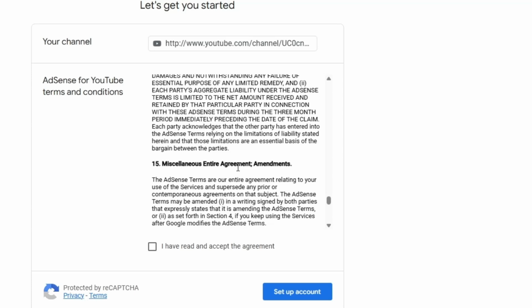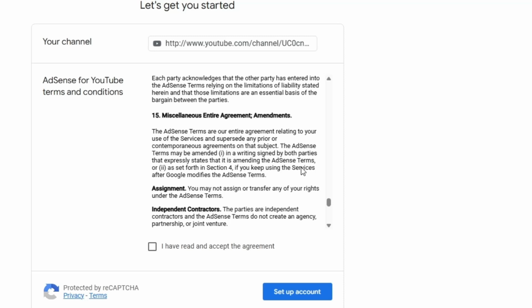15. Miscellaneous. Entire agreement, amendments. The AdSense terms are our entire agreement relating to your use of the services and supersede any prior or contemporaneous agreements on that subject. The AdSense terms may be amended, 1, in a writing signed by both parties that expressly states that it is amending the AdSense terms, or 2, as set forth in Section 4, if you keep using the services after Google modifies the AdSense terms.